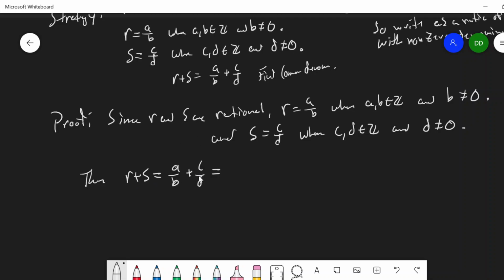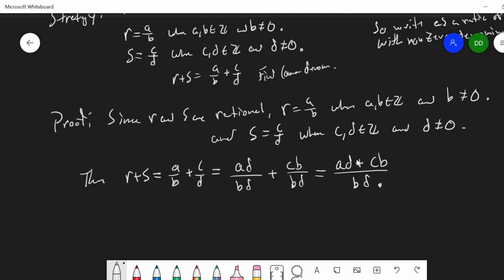And one easy way to find a common denominator here is to just take the product of the two denominators. So I'll multiply this first fraction by D over D and the second fraction by B over B and combine them. So this is equal to AD over BD plus CB over BD, which now have common denominators, so this is AD plus CB over BD. So this is great, right?